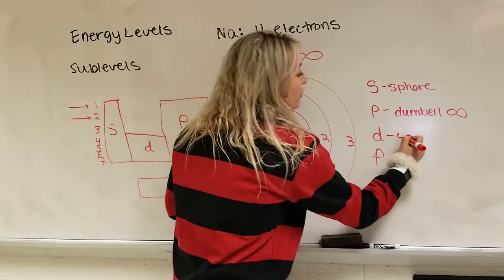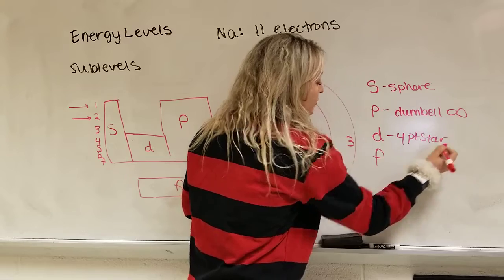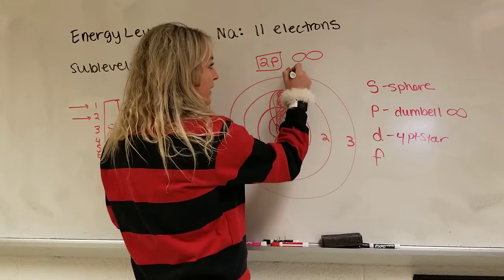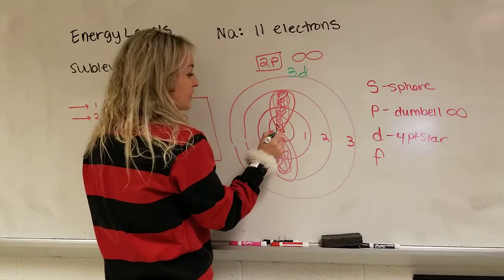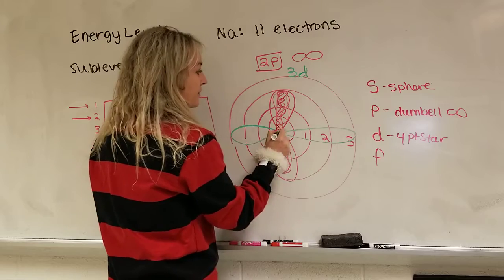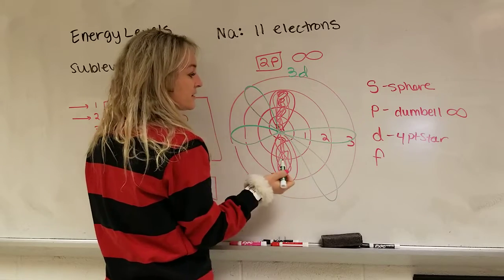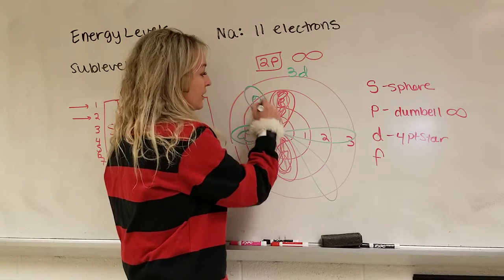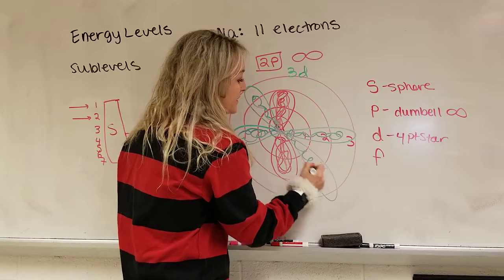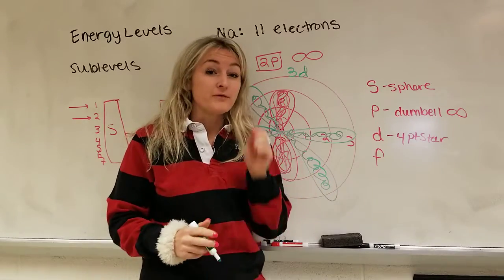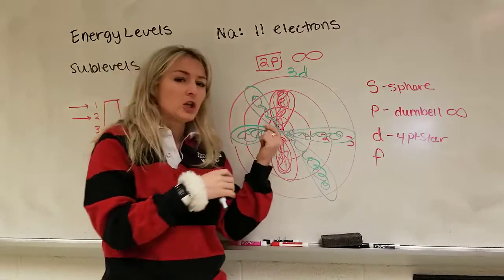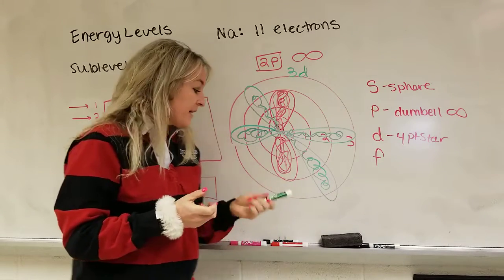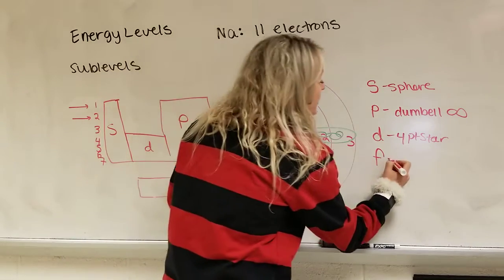The D is a 4-point star, which is difficult to draw. So if I could do a 4-point star, say I want to draw a 3D, I would draw 1, 2, like this. And that whole area inside here, inside here, inside here, and inside here is where the electron moves. One electron can move in all 4 of these little lobe things around the nucleus of an atom. And then F, I'm not going to even try to draw it. It's called an 8-point star.